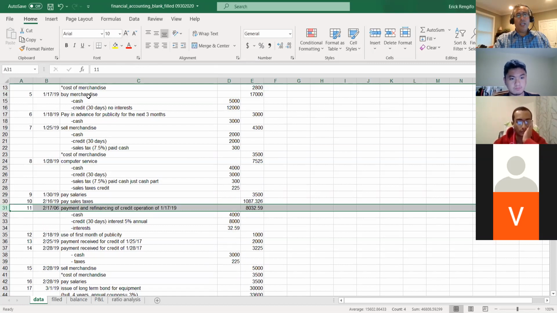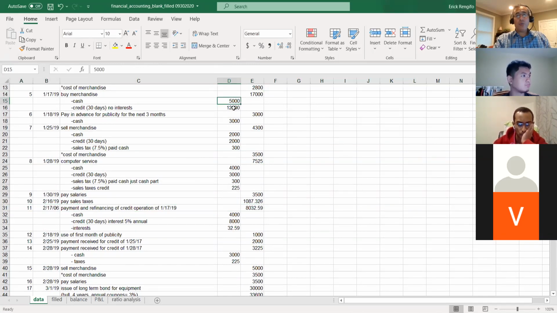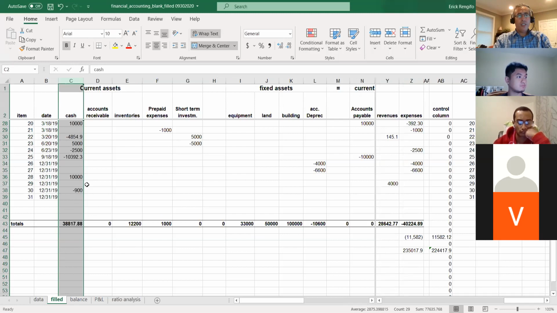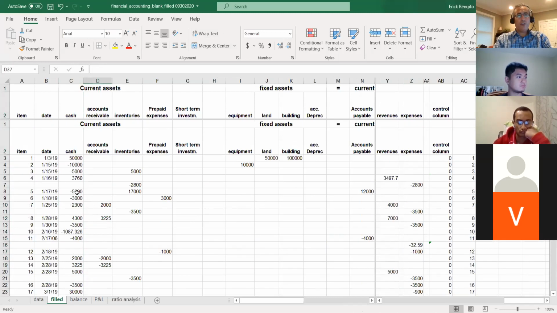Mm-hmm. Okay, so in transaction number 5, we bought merchandise. 5,000 were cash and 12,000 were on credit. But the total value of goods really is 17,000. Do you agree with me? It doesn't matter how you pay. The value of the merchandise is 17,000. Agree with that? Yes. Okay, so let's go to 5. I have my 5,000 cash, I received 17,000, and I have accounts payable 12,000. Okay, so this is clear.